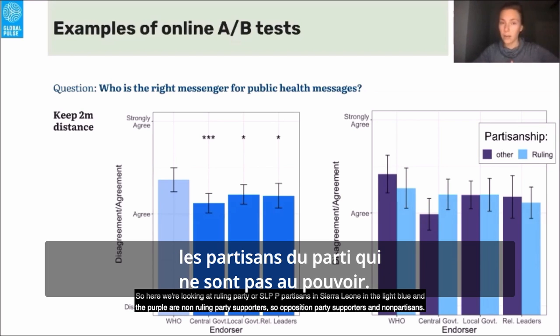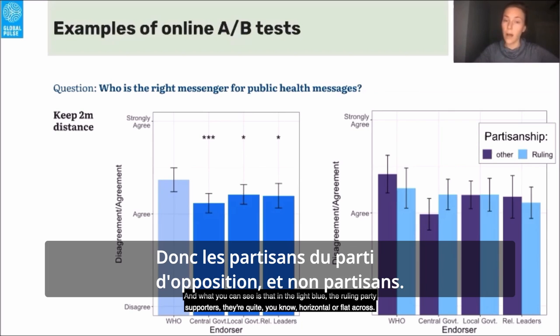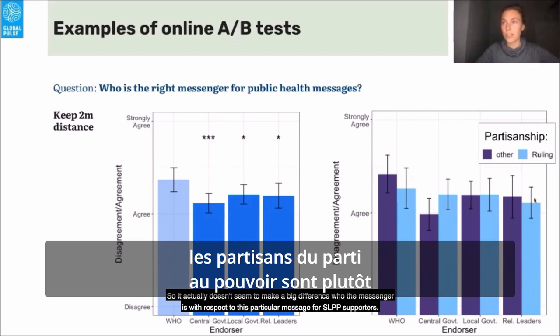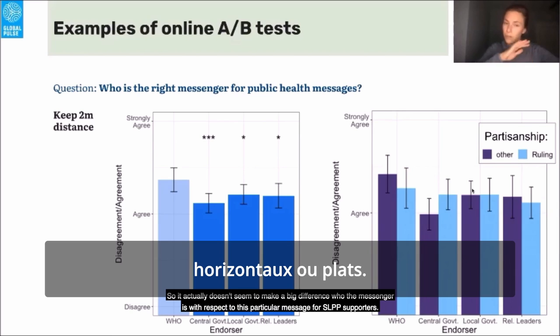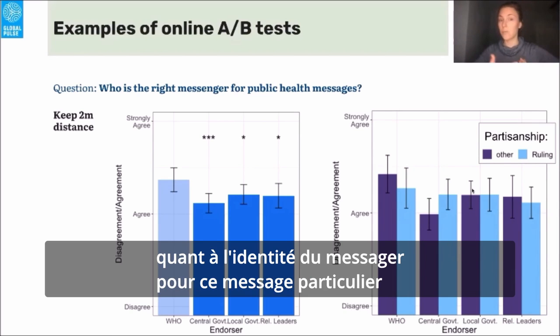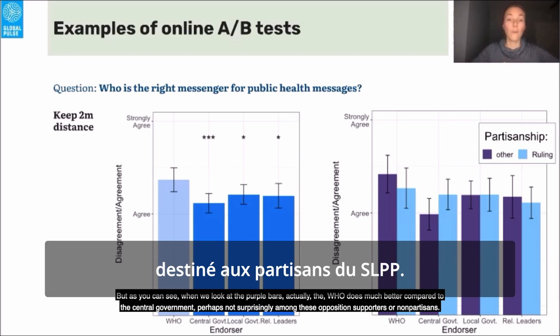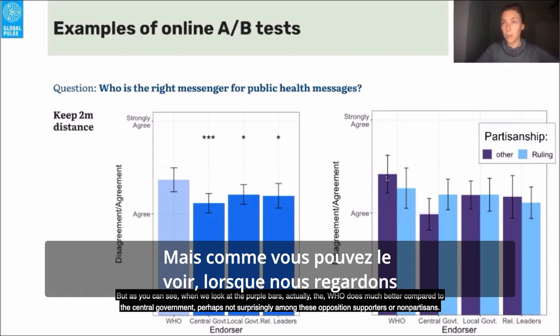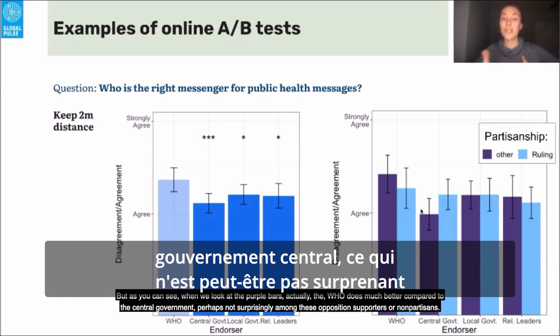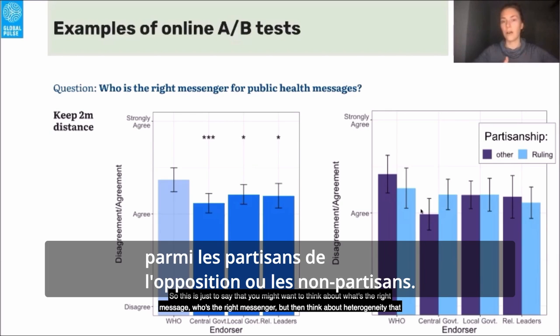are non-ruling party supporters, so opposition party supporters and non-partisans. And what you can see is that in the light blue, the ruling party supporters, they're quite horizontal or flat across, so it actually doesn't seem to make a big difference who the messenger is with respect to this particular message for SLPP supporters. But as you can see, when we look at the purple bars, actually the WHO does much better compared to the central government, perhaps not surprisingly, among these opposition supporters or nonpartisans.